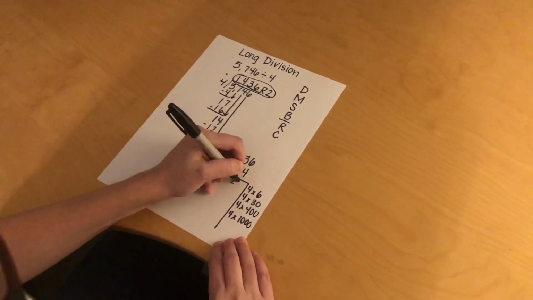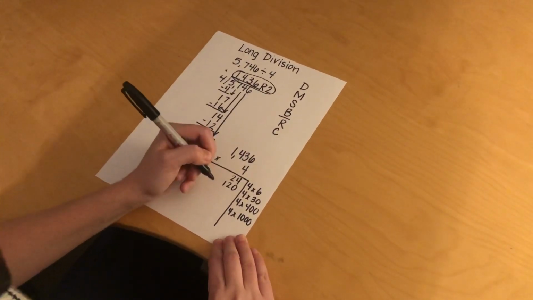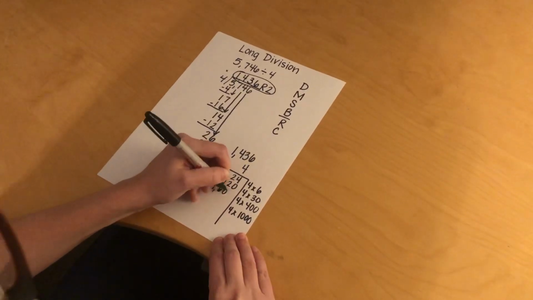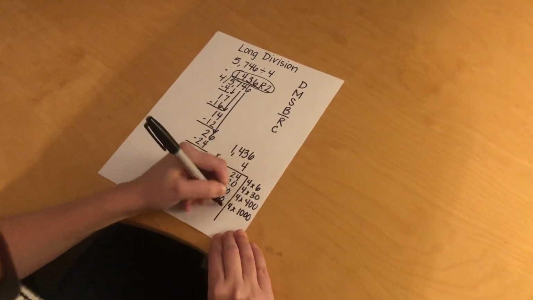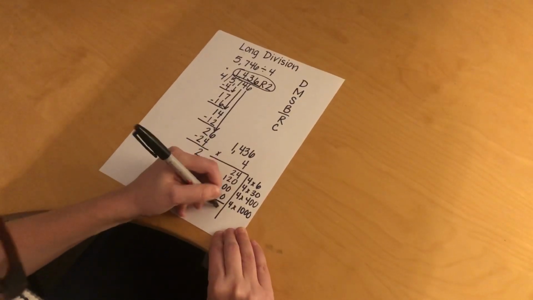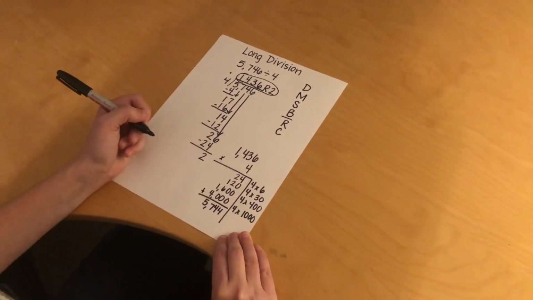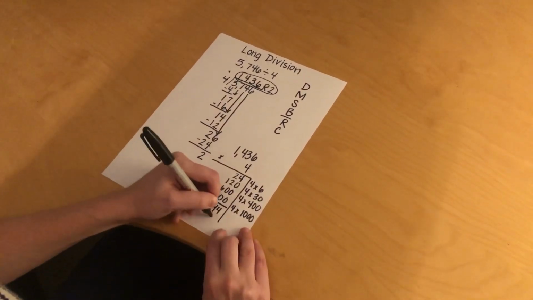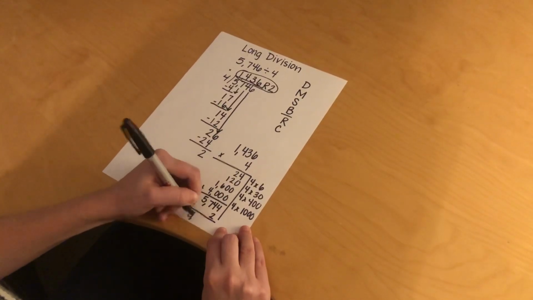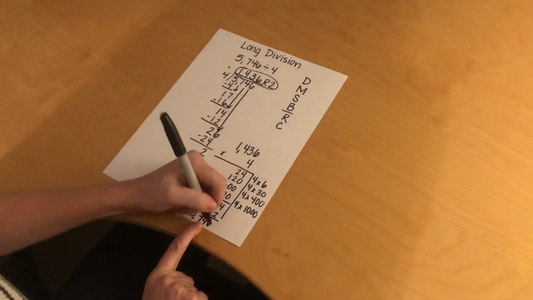4 times 6 is 24. 4 times 30 is 120. 4 times 400 is 1,600. And 4 times 1,000 is 4,000. Add up all those partial products, and I get 5,744. Then I'm going to go back to my remainder and add my remainder. 5,746, which was my dividend to begin with, so it checks out.